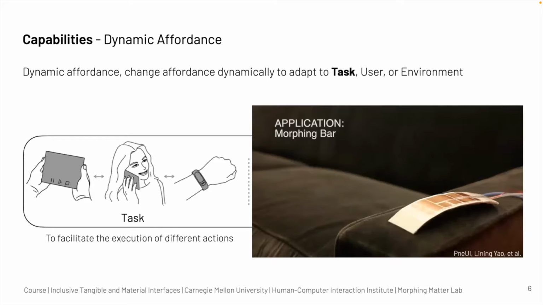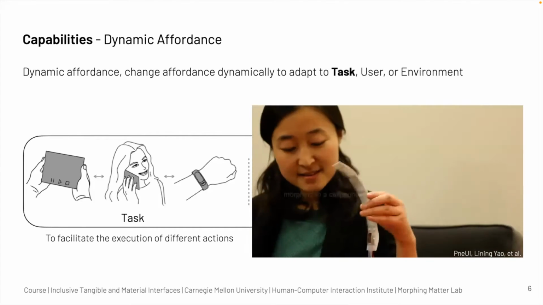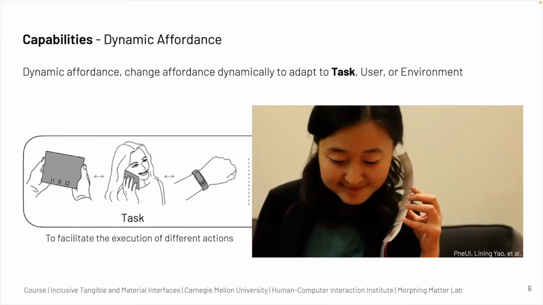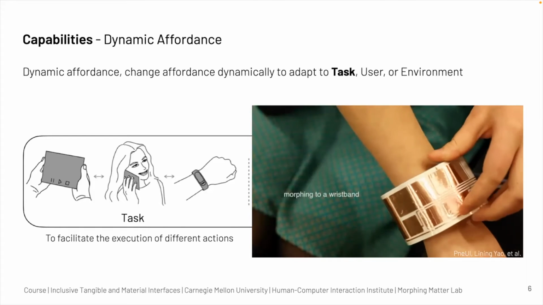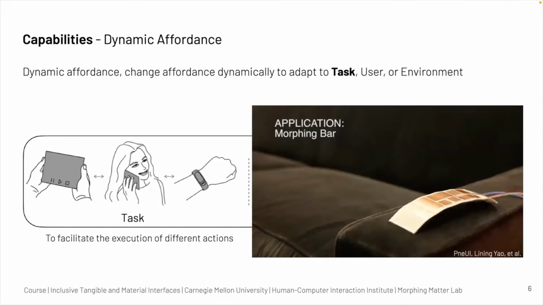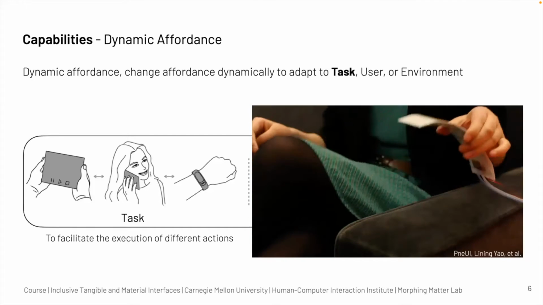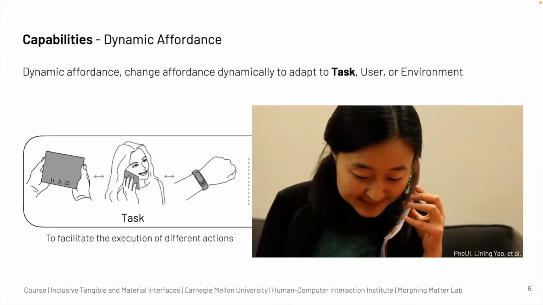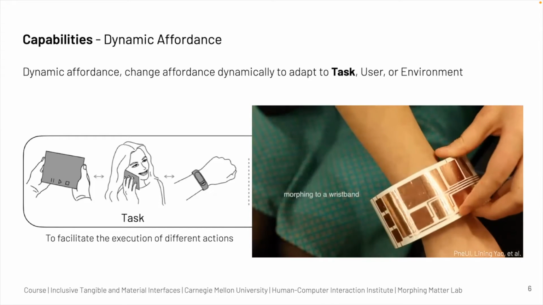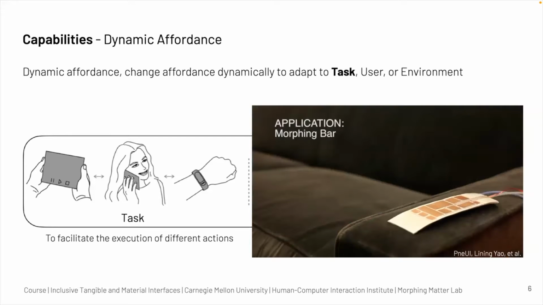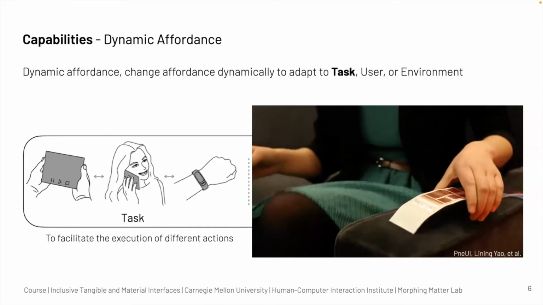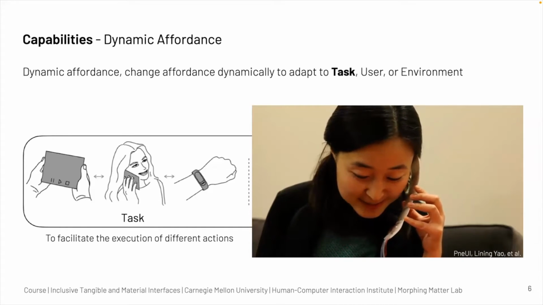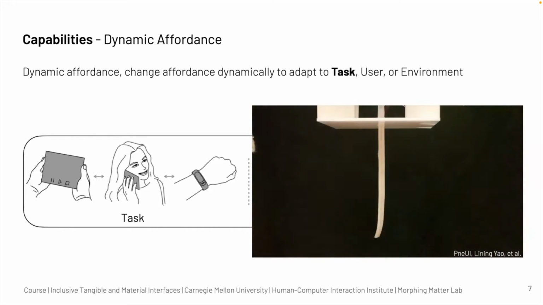I think Lin has shown this example as well. So adapting to different tasks can facilitate the execution of different actions. For example, if you have an actuated soft screen that can change its shape, then if you need to watch a video, it will change to something like a tablet. For a phone call, it will change to a mobile phone. And if you want to do some exercise, it will change to a wristband that you can wrap around your wrist.